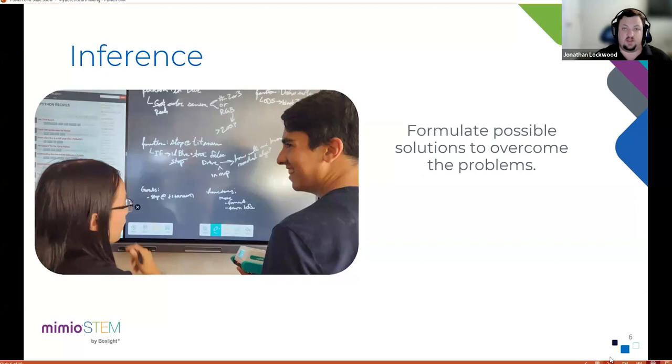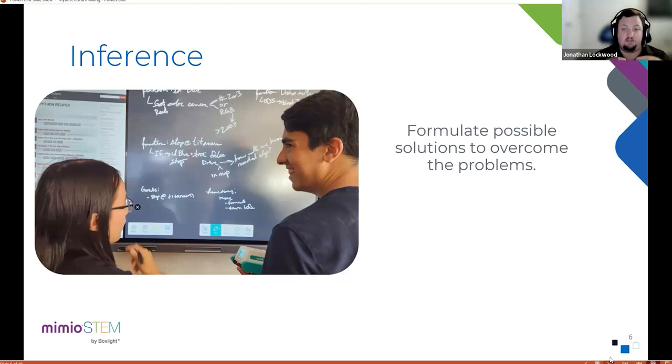Right. So in this inference stage, this is where students can actually start to play around with the coding interface. So the MyBot, you can do Blockly coding or you can do Python coding. So this is where students can start to jump into that interface and start to find small bits and pieces of code that might be used to overcome some of these challenges that were previously identified. And this is a great stage for students to be collaborative.